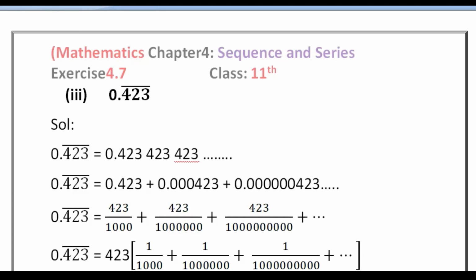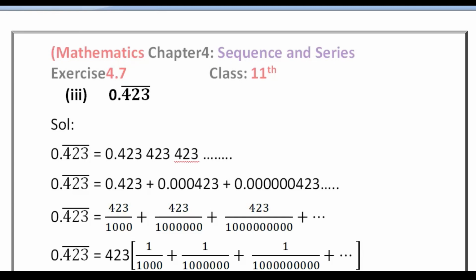Part number 3, that is 0.423 bar. 0.423 bar means the number repeats after the decimal point, so it can also be written in the form of 0.423423423. This is the number of blocks that repeats: 423, 423, 423.